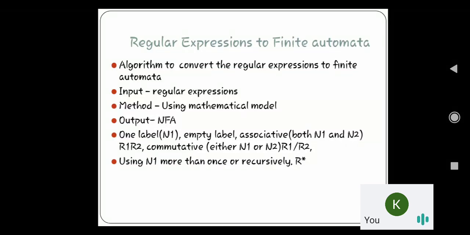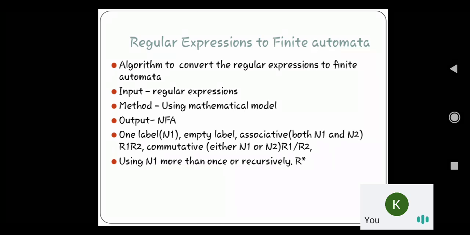That's why in the general form we have given it like what? R1 into R2. So R1 into R2 means R1 and R2, like an AND operator. The AND operator works in a way that it has to use both N1 and N2. So whatever the label that you're going to pass, it passes through N1 and also N2, and finally it produces the results.